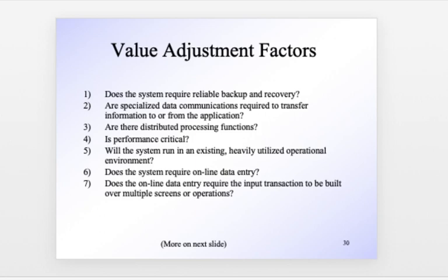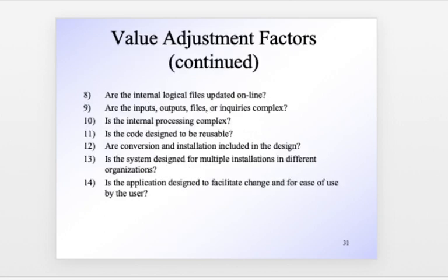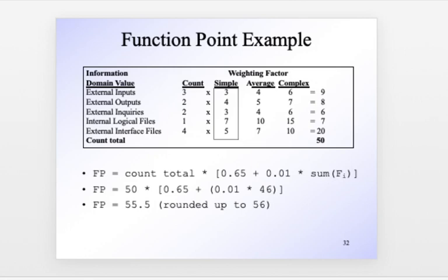These are the 14 different value adjustment factors. For example, is the performance critical? Does the system require online data entry? Is the code designed to be reusable? Is the internal processing complex, and so on and so forth? And you associate a particular value to each of these. After you do all of these things, then you go for computing the function point by substituting in this formula, and you get a value of somewhere around 56.